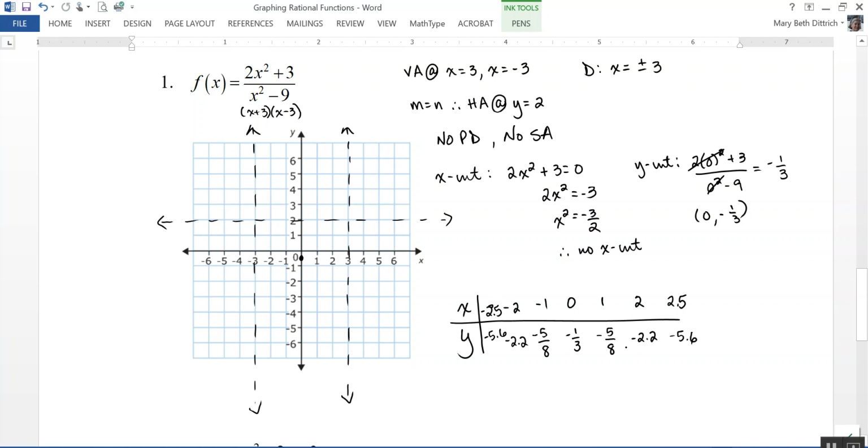So let's go ahead and graph some of those points. So at 1 and negative 1, I have negative 5/8. So something like right there. At 2 and negative 2, I have negative 2.2. And at negative 2.5, notice I can't choose x equals 3 because that's actually an asymptote, I have negative 5.6, which is going to be about negative 5.5. So something right there. So part of this graph is going to look like this.